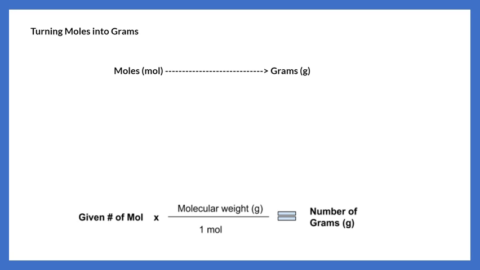So if I'm going to go from moles into grams, I'm going to multiply by the molecular weight. All right, so I'm given a certain number of moles of something. I'm going to multiply that by the molecular weight of that thing to get how many grams. Okay? The mole up top is going to cancel the mole on the bottom, leaving me with grams. So that's what I'm going to get at the end.